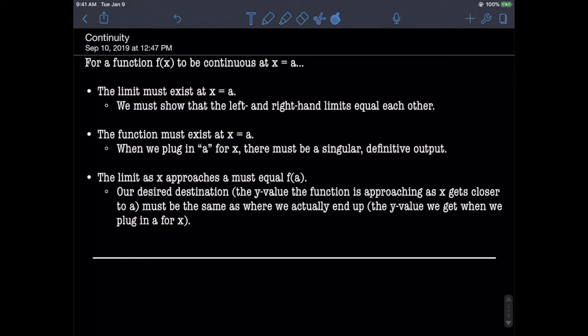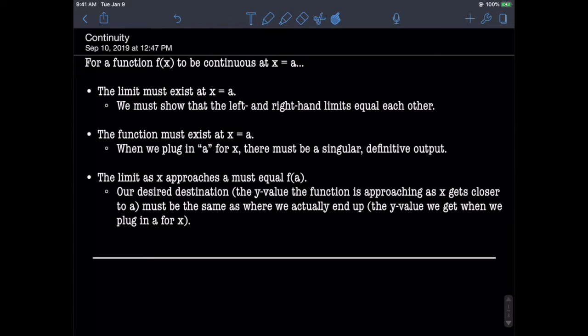We also need to show that the function actually exists at the value for x. But this one's really easy. All we have to do is prove that there's an output when we plug in whatever value it is for x. Or, if you're looking at a graph, just show that there's a closed dot somewhere at x equals whatever. Finally, we have to show that the limit equals this output.